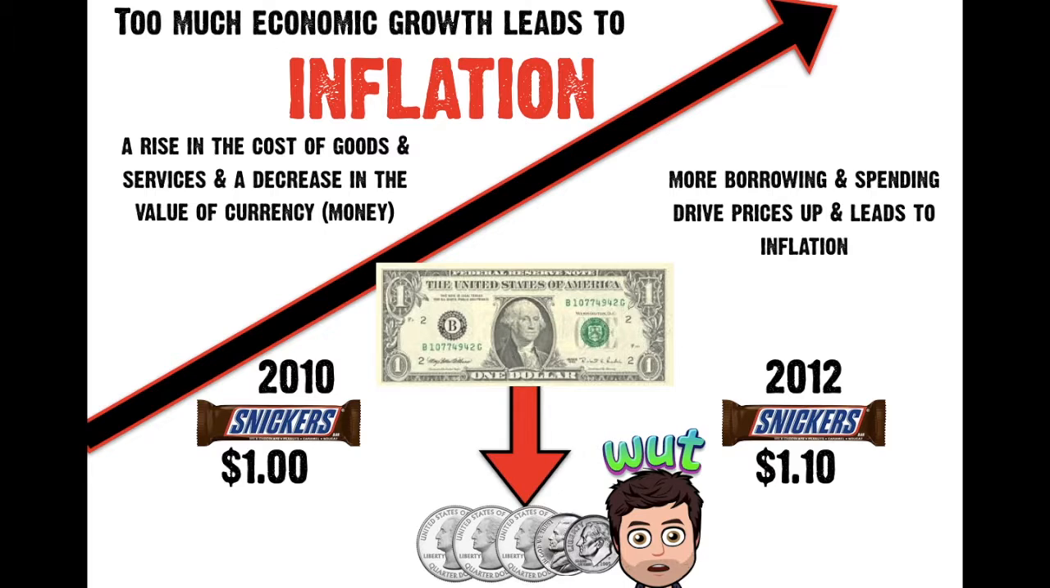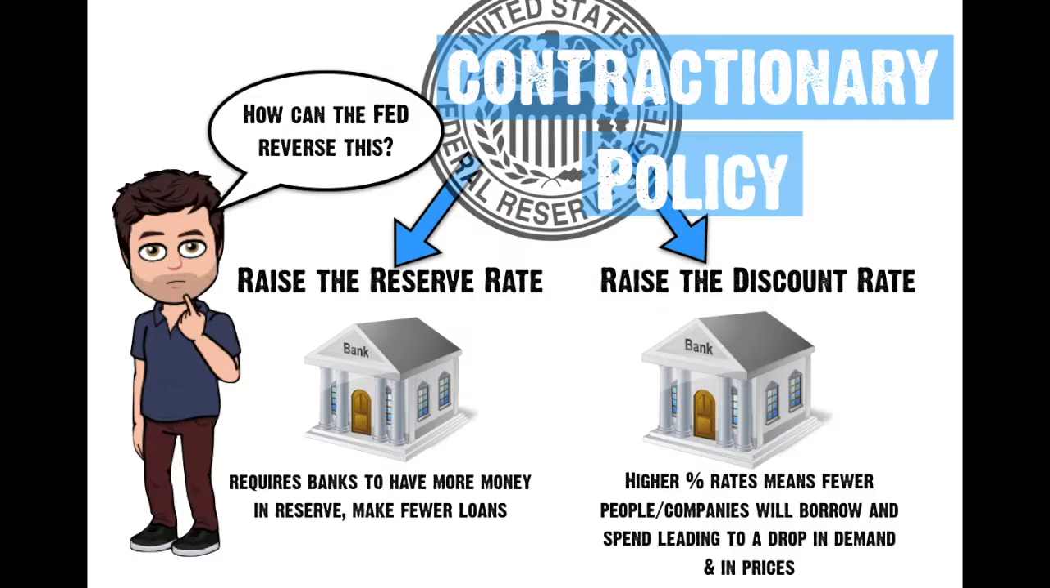So inflation is natural over time, but in this scenario, with a 2-year difference between the 2010 Snickers bar and the 2012 Snickers bar, we're seeing some serious inflation. So what can the Fed do to reverse inflation and maybe slow down the economy and bring prices back down? They can do two things, and we're going to put these under what's called contractionary policy.